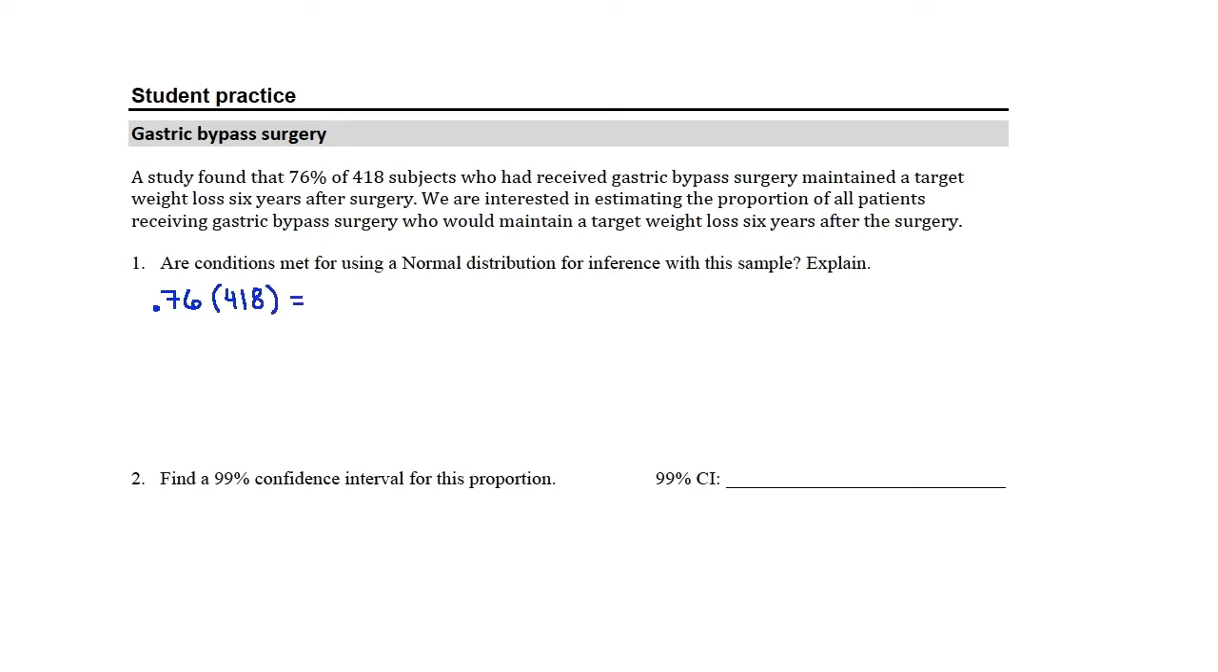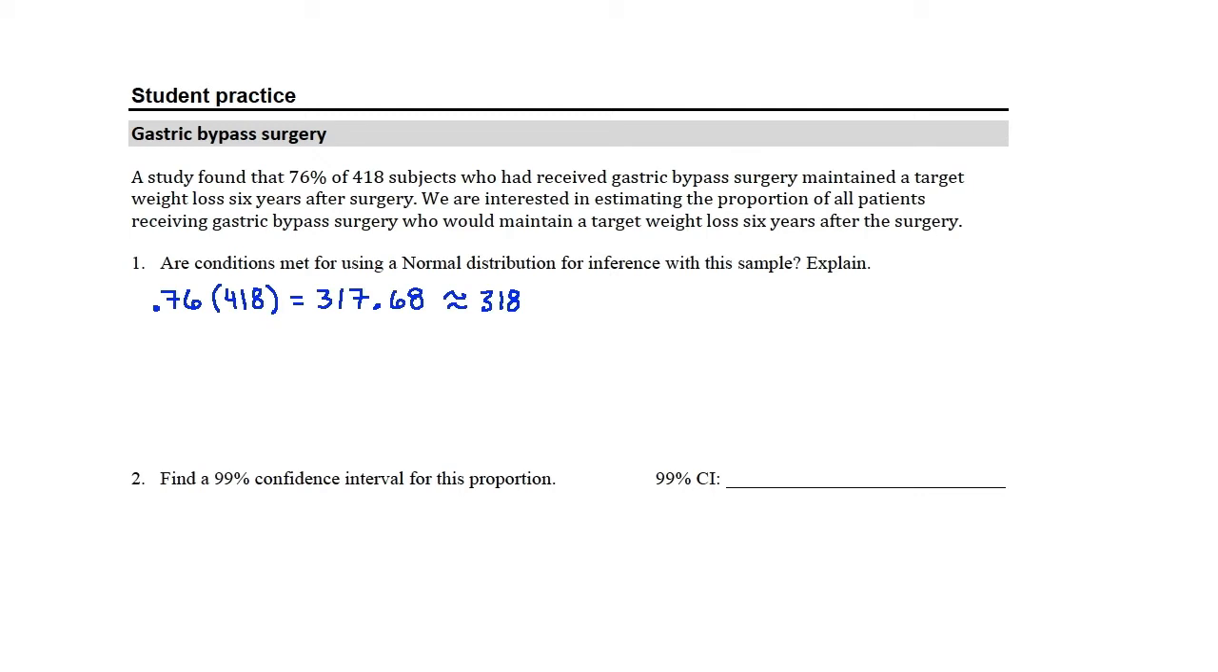Now this comes out to be 317.68, which we'll say is about 318. Since we know it had to be a whole number of subjects responding this way anyway, it does make sense to round this to the nearest whole number. So most likely that 76% is rounded and that really 318 is the number of subjects who maintained their target weight loss 6 years after surgery.